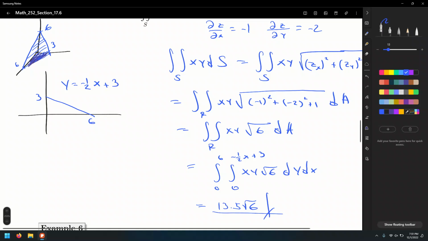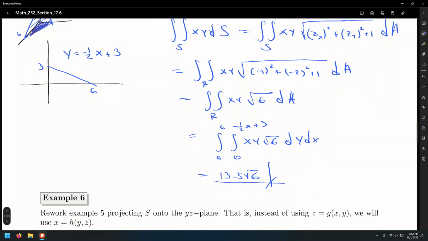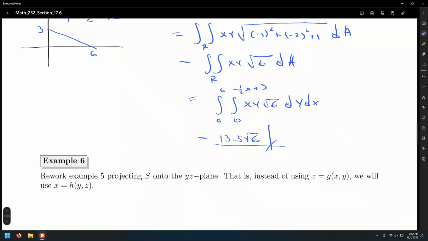All right. So we're going to solve this problem in a different way, and the setup is going to be pretty interesting. Essentially, we are going to rework the whole problem. However, instead of projecting onto the xy plane as we usually do, we are going to project onto the yz plane. And instead of using a function z that depends on x and y, we will use a function x that depends on y and z. We will find out how it's actually going to give us the exact same result. You'll see how it's going to work this time.